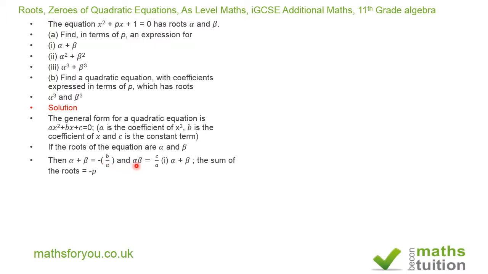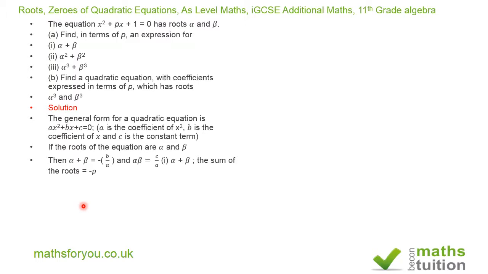We also know that the product of the roots of the equation, in this case alpha times beta, is equal to the constant term divided by the coefficient of x squared, in this case a. So for our first section here, alpha plus beta is going to be minus p over 1, which is the same as minus p. And that's the first section.